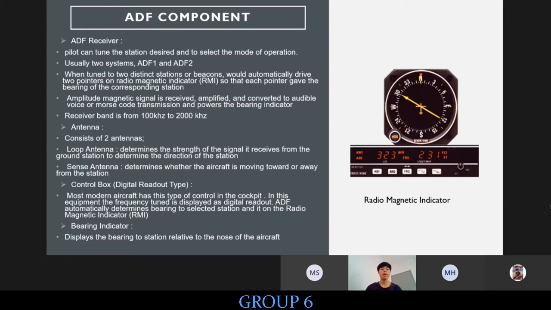Next, the control box. Most modern aircraft use a digital readout type of control box in the cockpit. In this equipment, the frequency tuned is displayed as a digital readout. ADF automatically determines the bearing to the selected station and shows it on the radio magnetic indicator. Next, the bearing indicator displays the bearing to the station relative to the nose of the aircraft. In the picture on the right side, the above part shows how the bearing indicator looks.